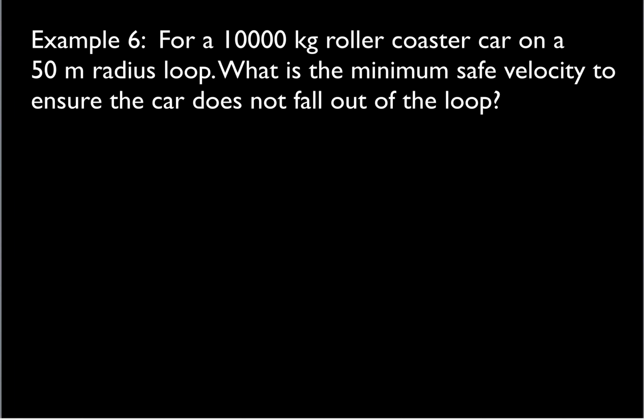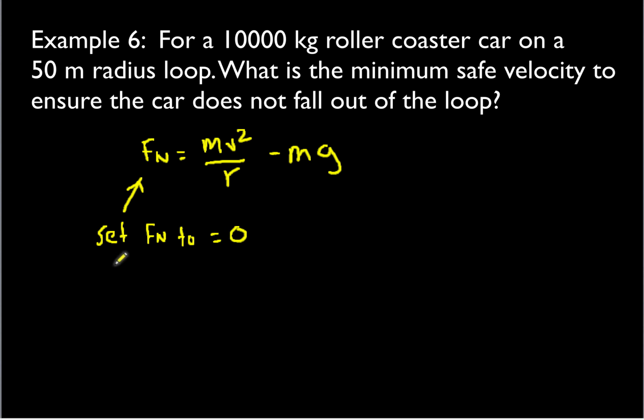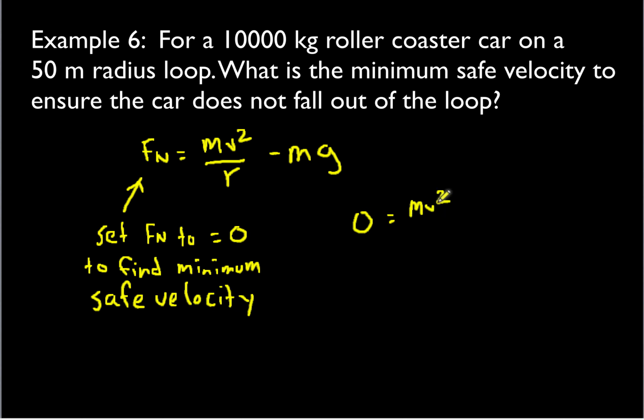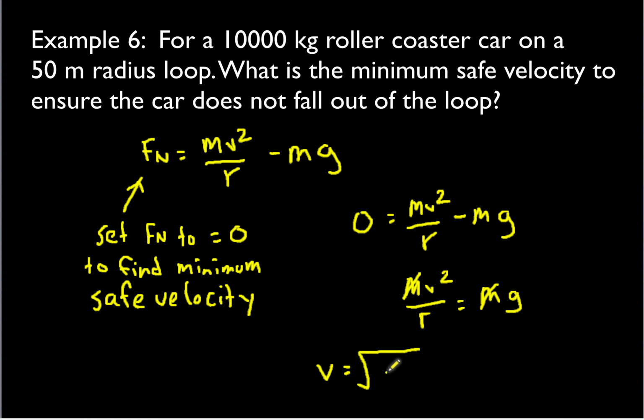You might see a question like this. For a 10,000 kilogram roller coaster car on a 50-meter radius loop, what is the minimum safe velocity? So we have Fn equals mv squared over r minus mg. And we want to find out what happens when we set Fn equal to 0. If you set Fn equal to 0, you will get the minimum safe velocity, because this will be the last moment the track is able to push onto the car sufficiently to maintain the motion. So we have 0 equals mv squared over r minus mg, rearranged to be mv squared over r equals mg, and m cancels out because it appears on both sides.